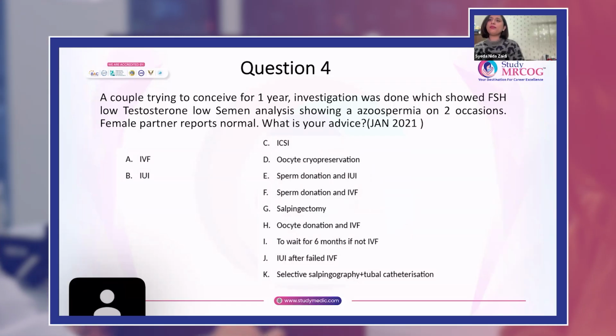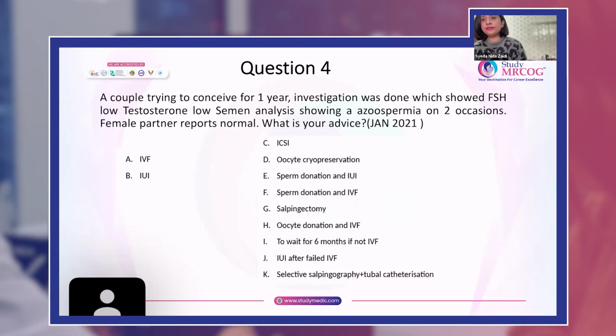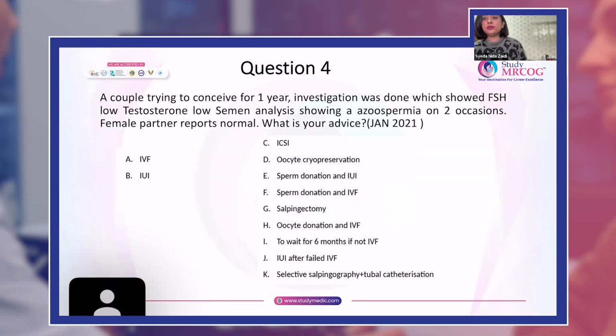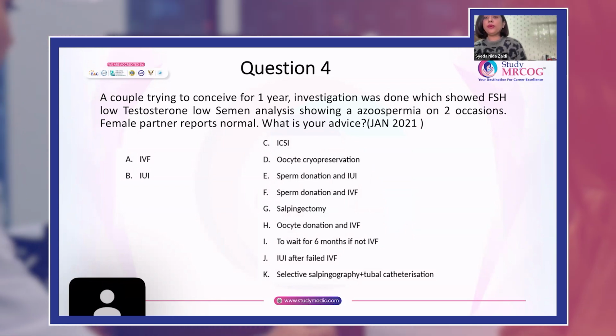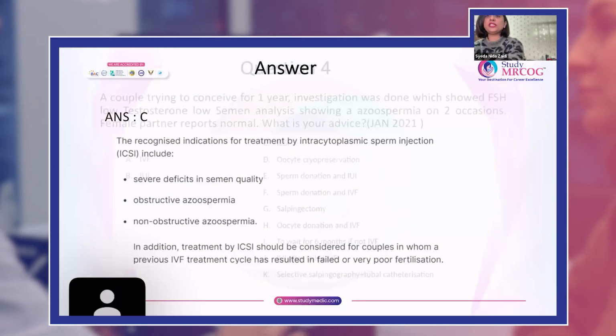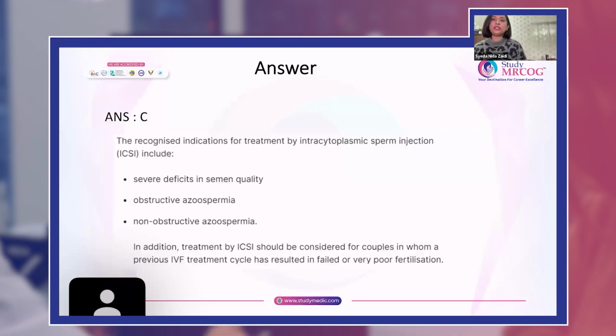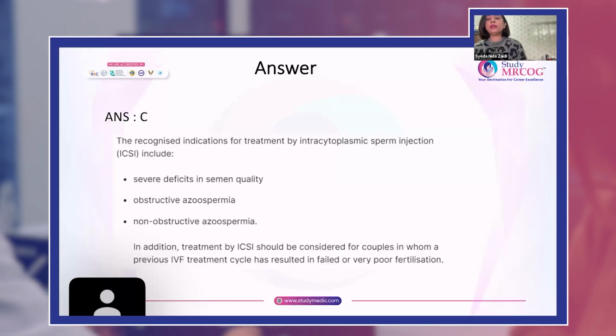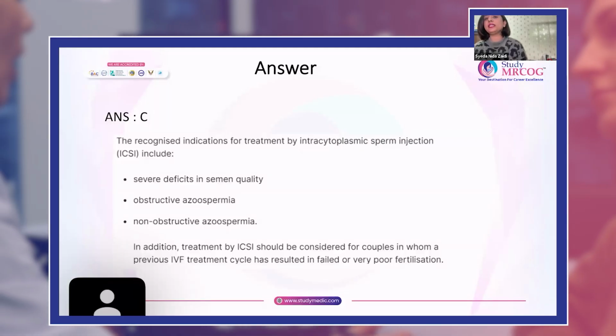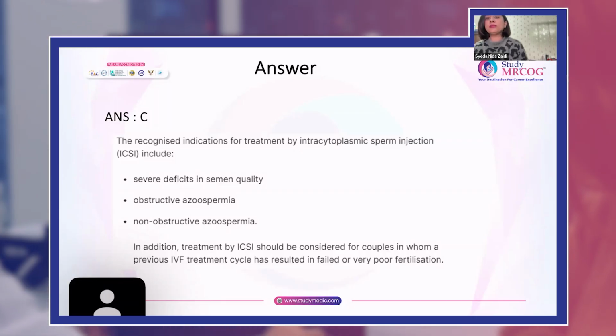So it shows hypogonadotrophic hypogonadism. And we have already discussed when there is some problem with male factor, what do we offer him in this case? The best option is ICSI. Severe defects in sperm quality, obstructive azoospermia, non-obstructive azoospermia. The NICE guidelines suggest that in this case, the best possible thing that we can give to the patient is ICSI.